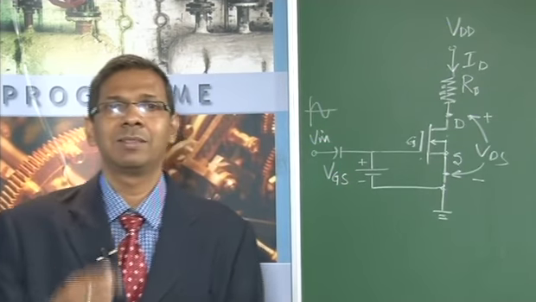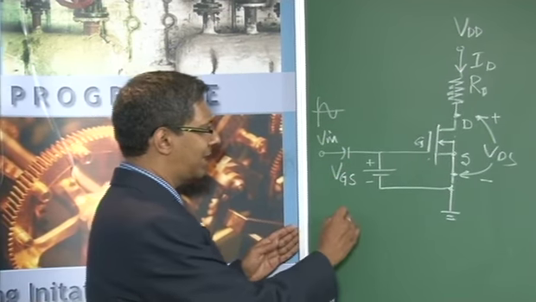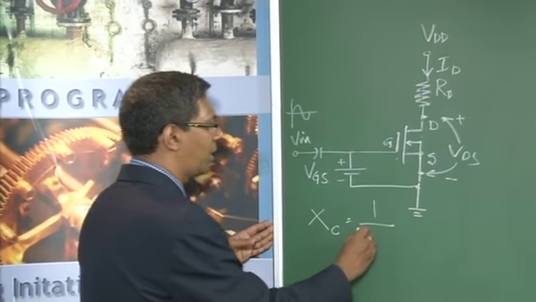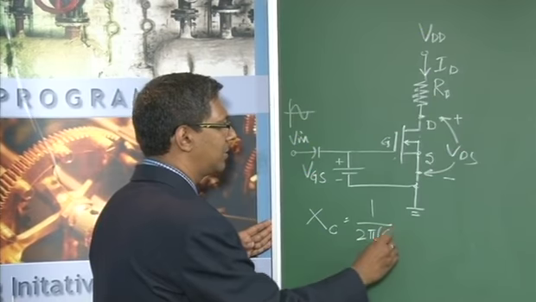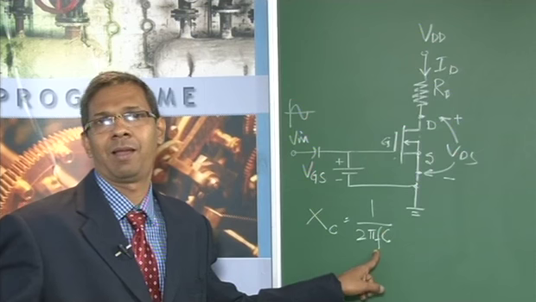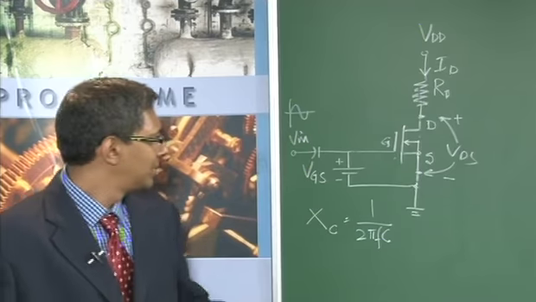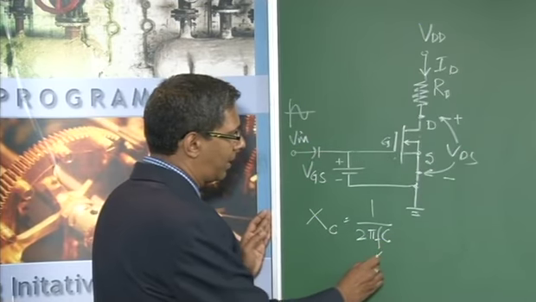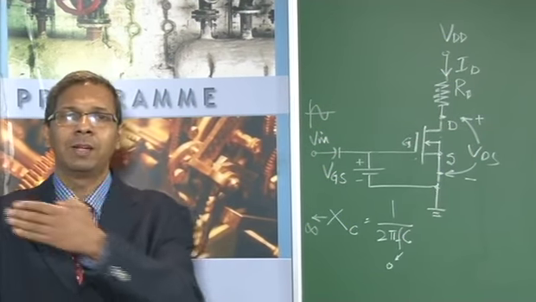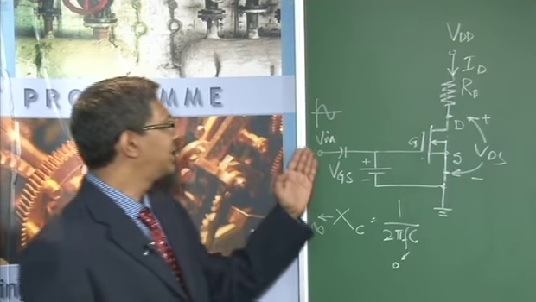What is the equation for capacitive reactance? We all have studied this in networks, right? Xc is 1 upon omega c, which is nothing but 1 upon 2 pi f into c. Now for a DC, what is the value of f? For DC, the value of f is 0. So if f is 0, then this reactance tends towards infinity. It will not allow any signal which has 0 frequency to pass through it. So we say it blocks the DC.